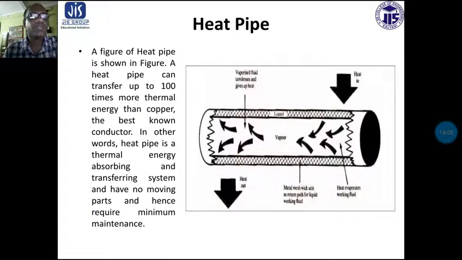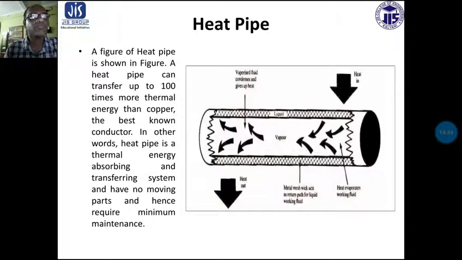Now, a very interesting device is the heat pipe. This figure shows a pipe which is called a heat pipe. It can transfer up to 100 times more thermal energy than copper, the best known conductor. In other words, a heat pipe is a thermal energy absorbing and transferring system and has no moving parts, and hence requires minimum maintenance.